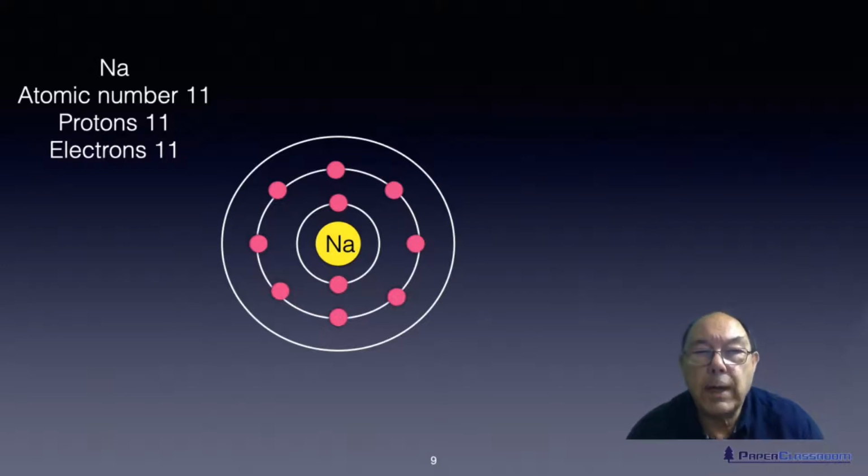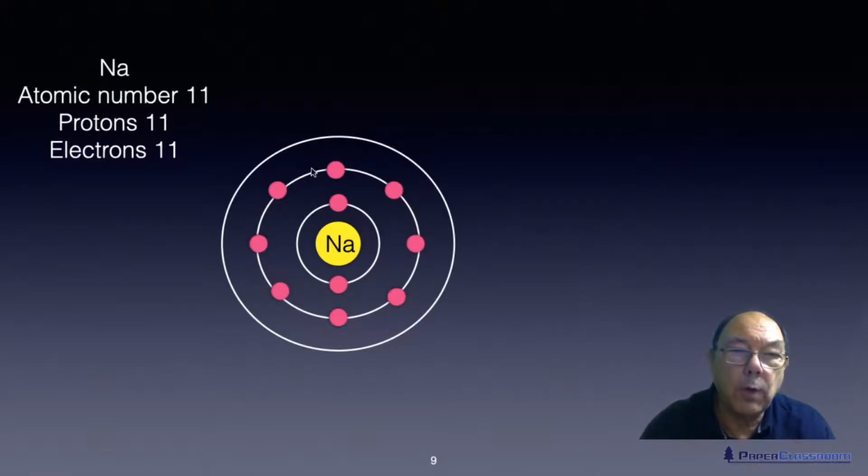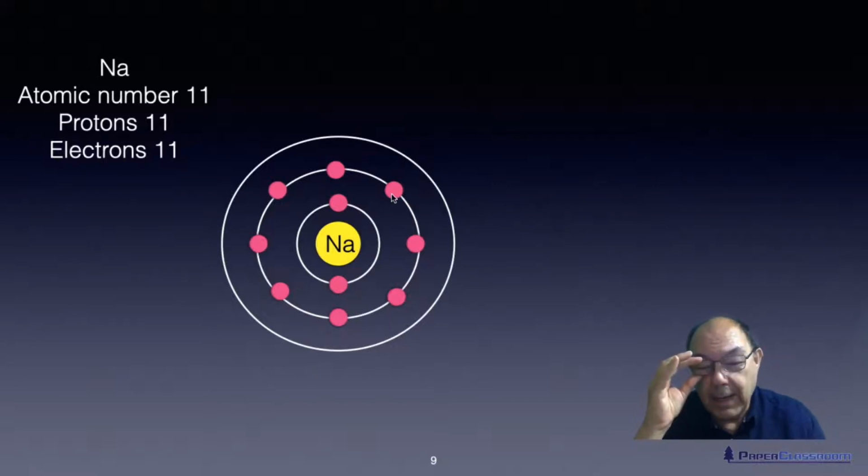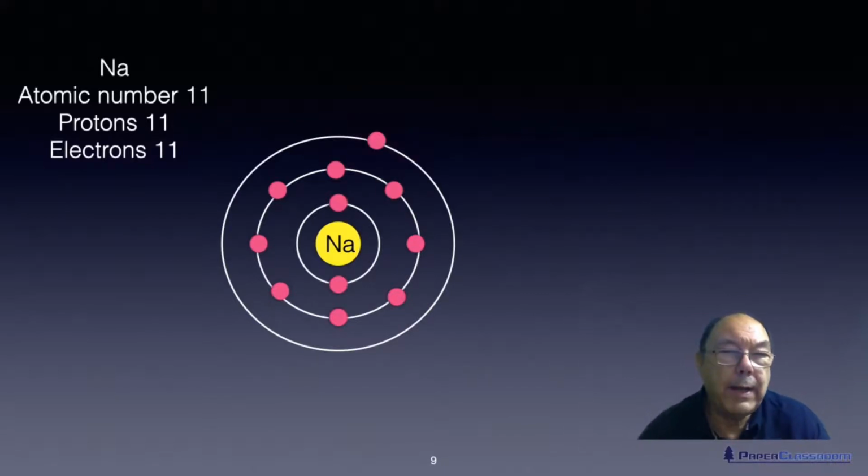Now the second shell can hold a maximum of 8 electrons. And if you count up, that's what we've got. 1, 2, 3, 4, 5, 6, 7, 8. So that's 8 electrons in the second shell, 2 electrons in the first shell. That's 10 electrons. We have 1 electron left. So there it goes. The atom has had to create a third shell just for that 1 electron.